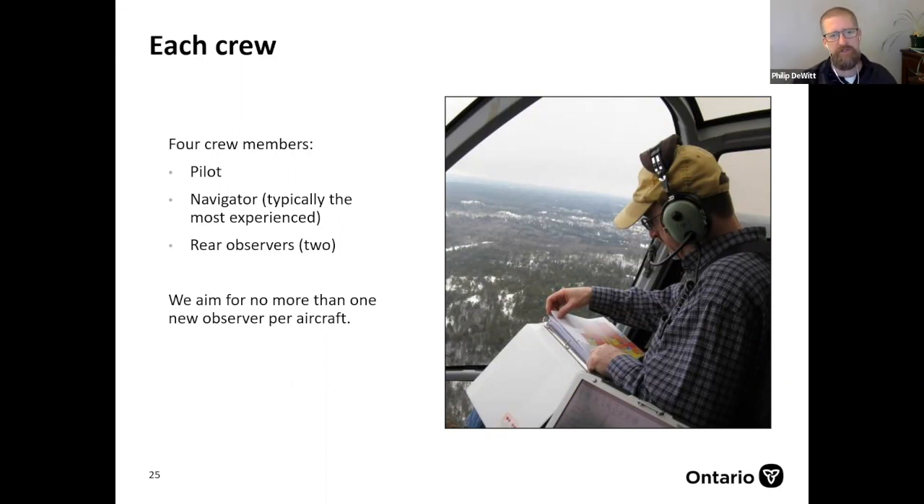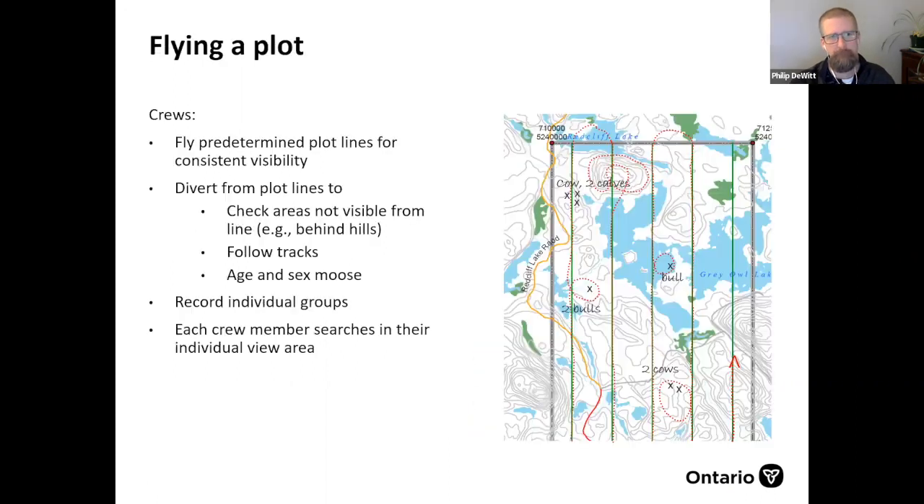And so what we aim to do is make sure that there's no more than 1 new observer per aircraft, so that way there's that ability to kind of facilitate that knowledge transfer and that discussion with people that have experience observing and can help bring that person along. In terms of flying a plot itself, so our plots are 25 square kilometers, so 10 kilometers long on one side, 2.5 on the other.